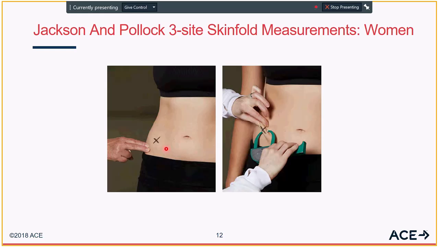So those are good. You can always practice that. And the calipers aren't too bad of an investment. I think you can probably get them for $40 or $50. You can also get handheld bioelectrical impedance devices, probably for the same cost. So either one is a good tool to have if you're doing your own practice as a trainer.